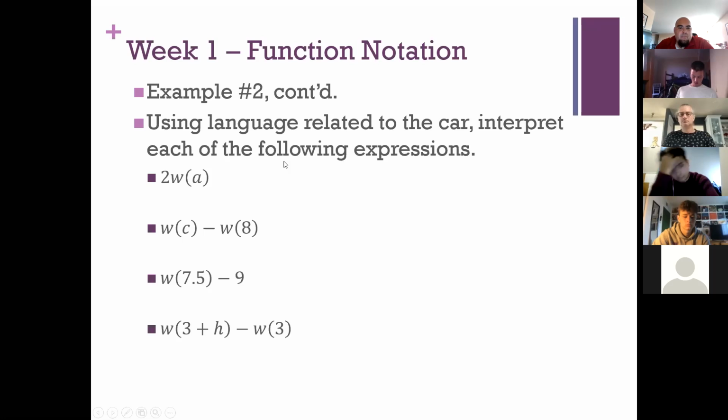All right, let's get started. The first one, 2W of A. What does that mean? It says the distance of the car in A seconds multiplied by 2. I also have in the chat, the first one is twice the distance traveled after A minutes. Aniket says two times the distance since A seconds.